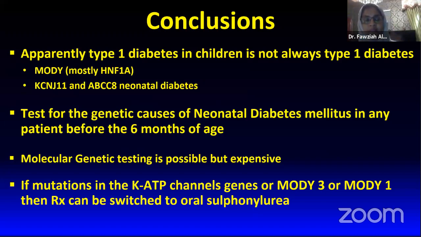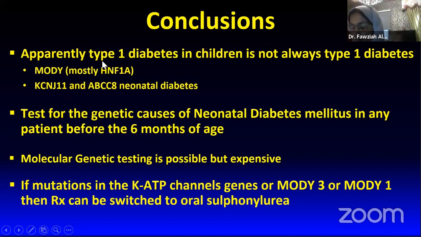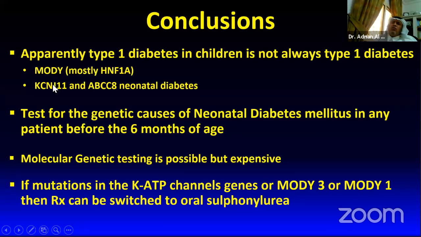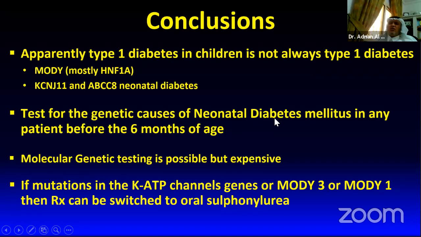Among patients labeled as type 1 diabetes, if they are autoantibody negative, then they could be MODY. And if they don't have the characteristics of type 1, they could be MODY or another monogenic diabetes like neonatal diabetes. So test for genetic causes of neonatal diabetes in any patient presenting with diabetes at less than 6 months of age.